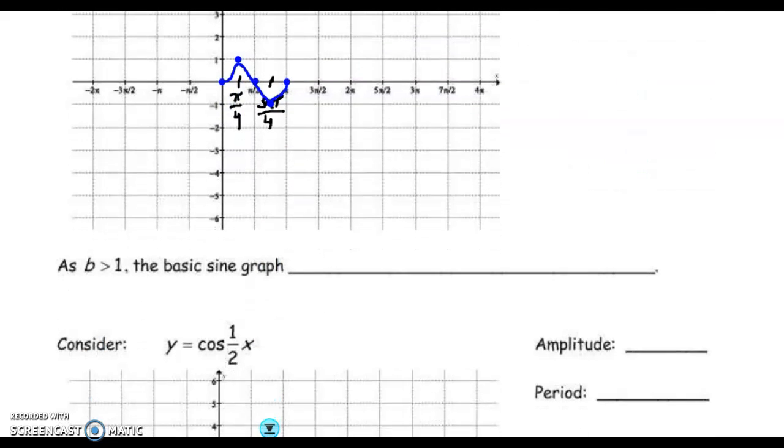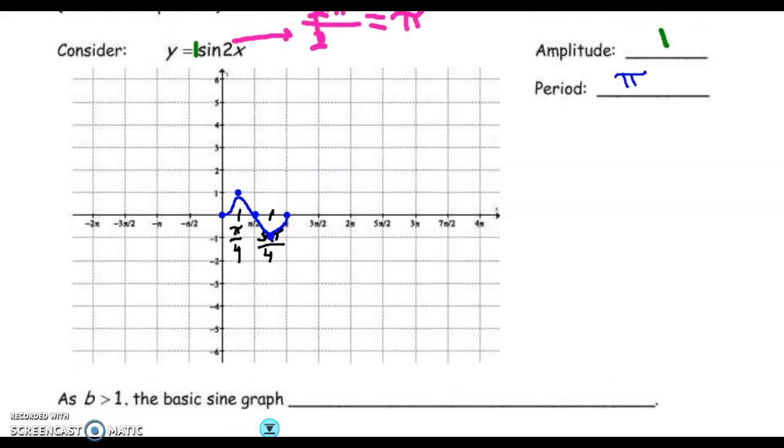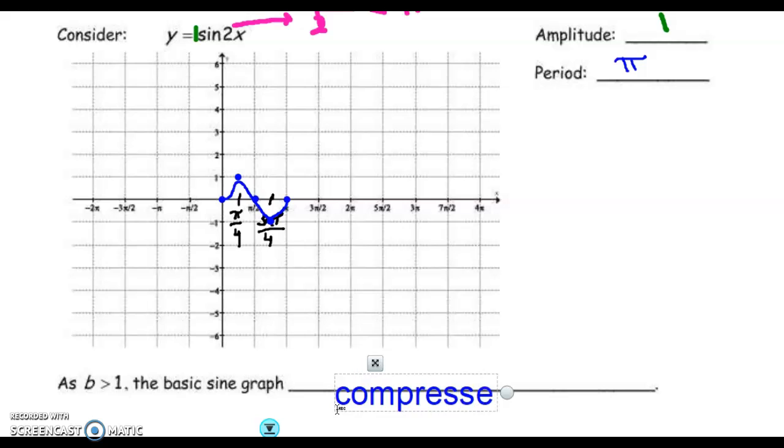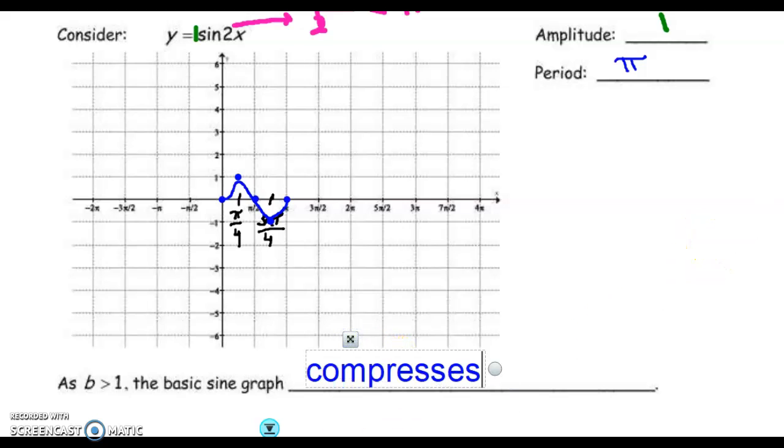Let's scroll down here. So as b is greater than 1, the basic sine graph compresses. That's a great word. There you go.